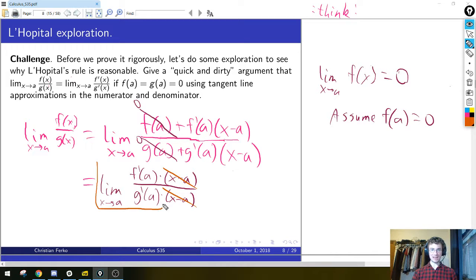And then, indeed, we get what was promised by L'Hopital's rule, that the limit of the quotient f over g is the same as the limit of the quotient f prime over g prime. So this was very sloppy. I'll highlight why this isn't actually proof in a moment, but this is kind of intuitively why, if you're just doing some exploration and trying to convince yourself that this might be true, you might think that that is the case. So good. Thoughts on this?